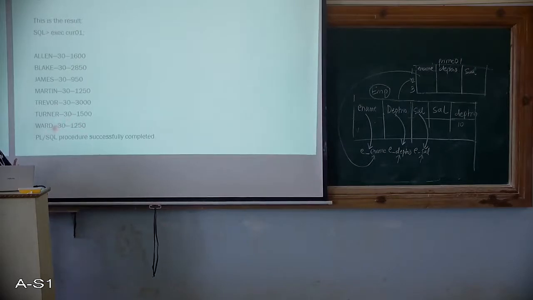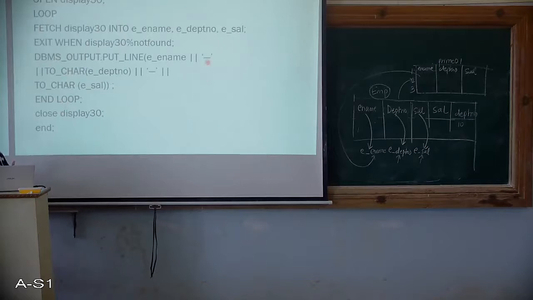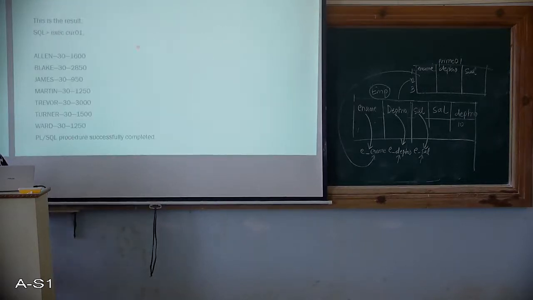So this is the third column. You can see in between there is one bar being displayed. That was because you had typed not a space but a hyphen. So the hyphen is being displayed here: name, hyphen, 30, hyphen, his or her salary. So this is how the cursor works.